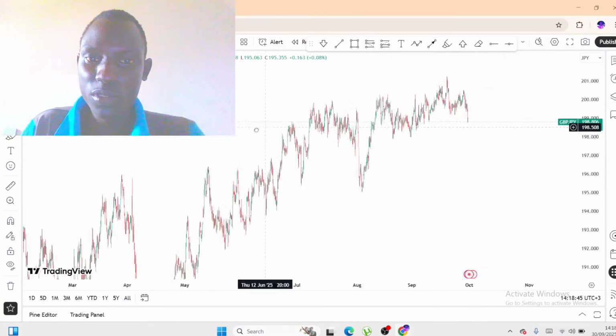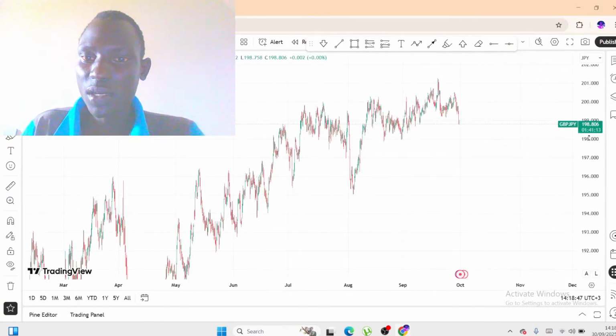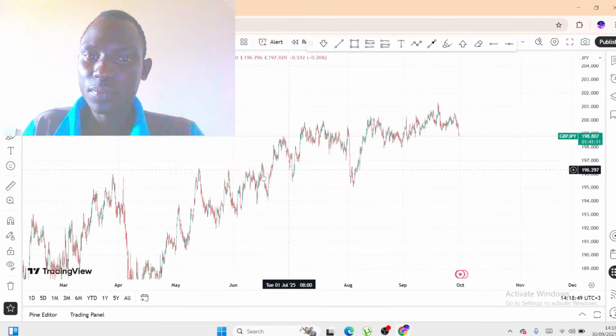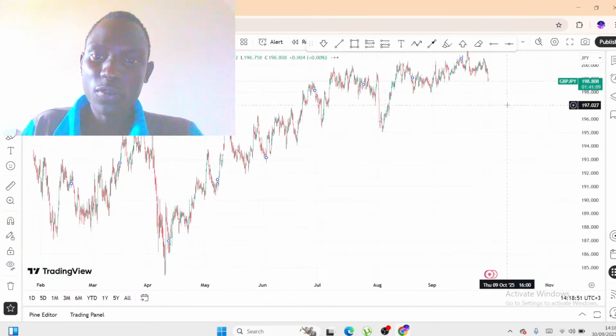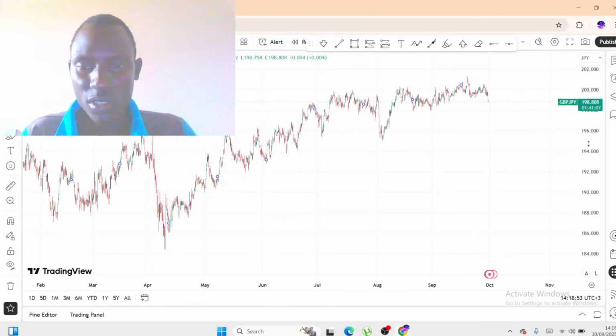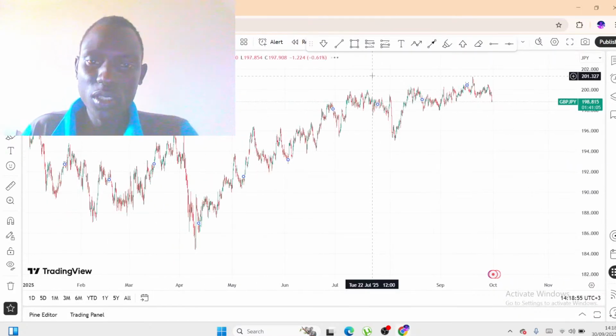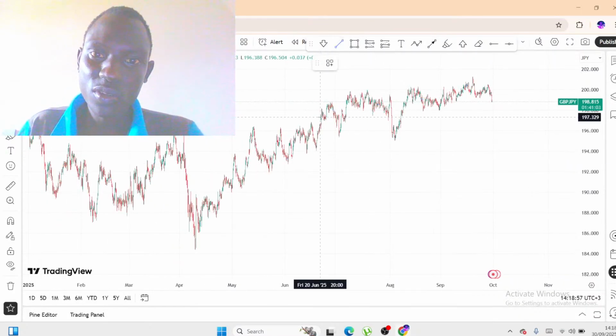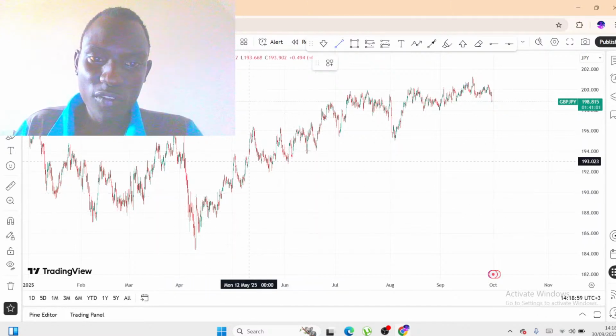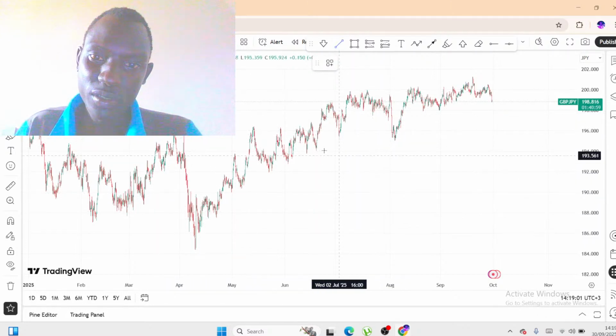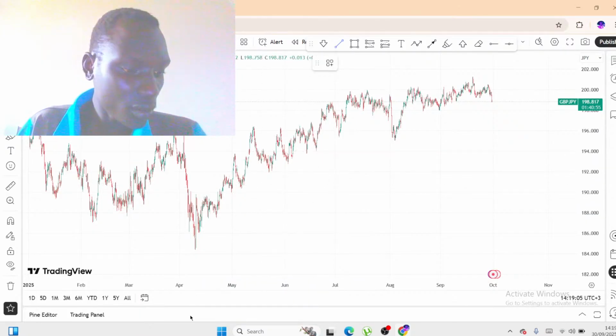Alright, here comes a clear uptrend from the daily time frame. That is what we are seeing. Why do I say so? I see a series of higher highs and higher lows here. Then the breaks of structure are very many.